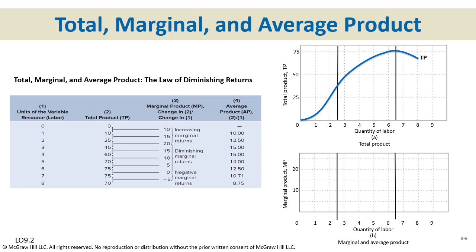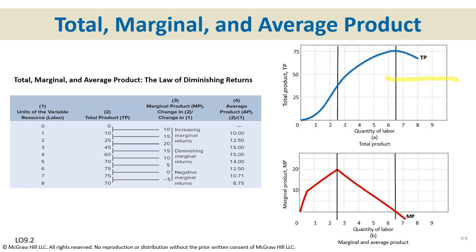So if we look at this slide right here, as you see, total product is rising at an increasing rate, but eventually it levels off and even starts to fall. And this is our law of diminishing returns. The reason this happens is because, remember, it becomes harder and harder to keep increasing.